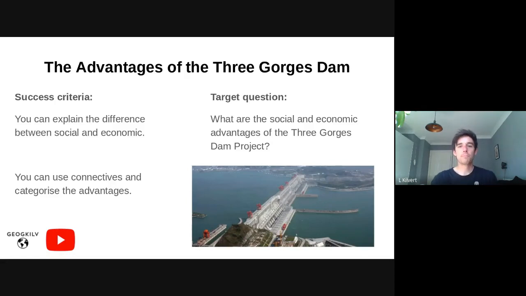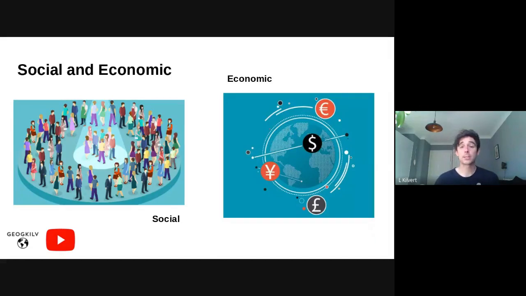So the first thing that we need to cover then is what is the difference between a social impact and an economic impact. Now, in order for me to do this, what I did was I simply went onto Google. Other search engines are available. I went to Google Images and I typed in the word social.